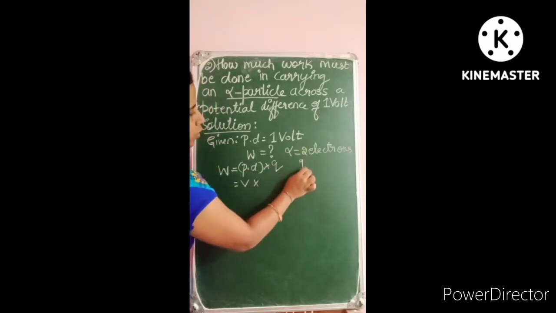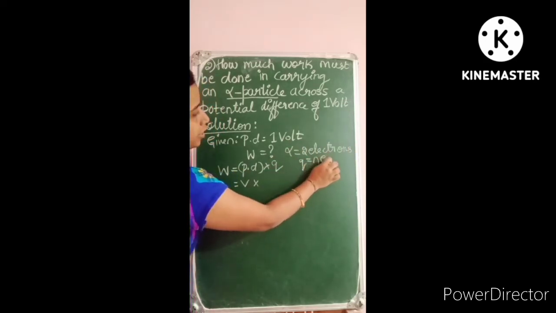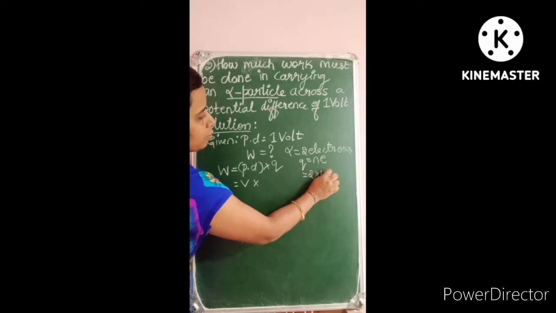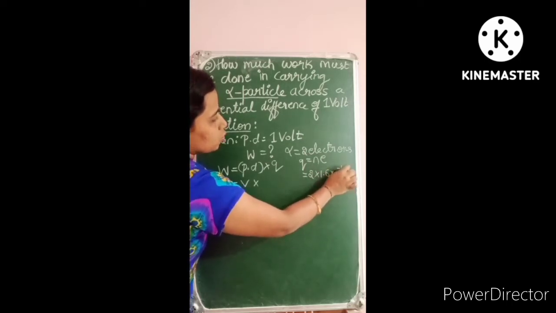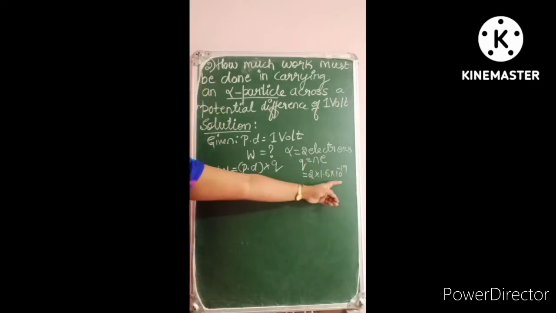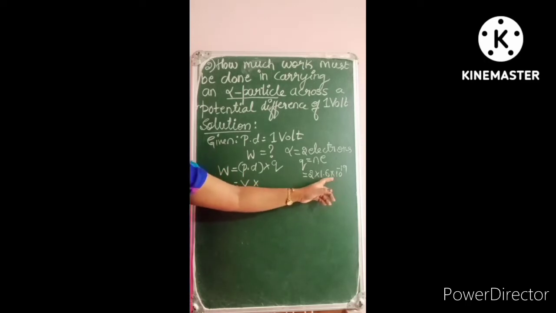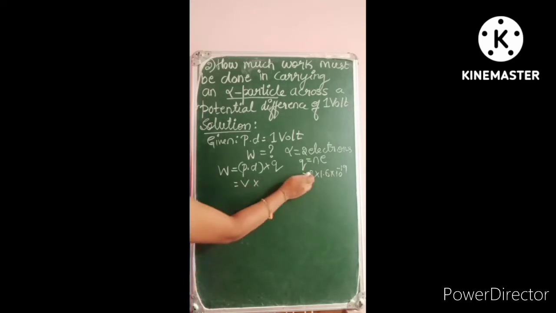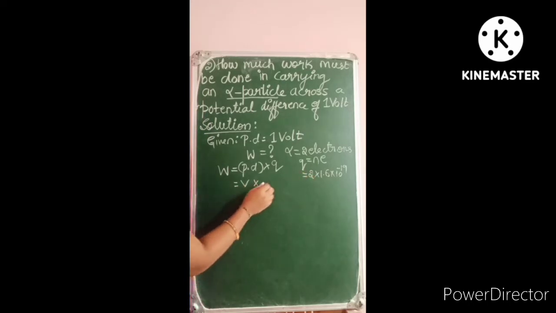That is, Q is equal to Ne. That is, N is 2, the number of electrons is 2. The value of e is 1.6 into 10 raised to minus 19. How we got this is, it is a standard value of e. If you multiply these two, you will get the value of Q. Directly substitute it here.